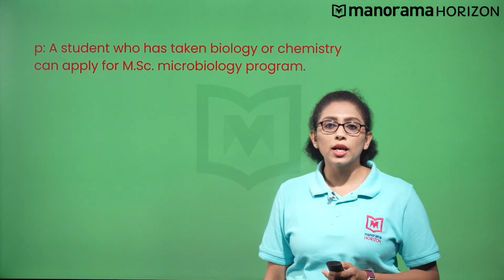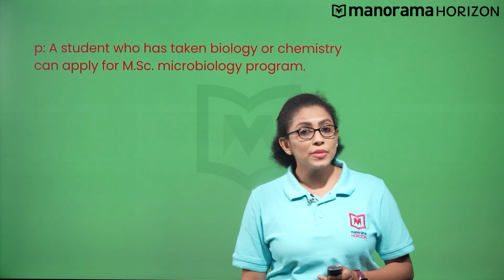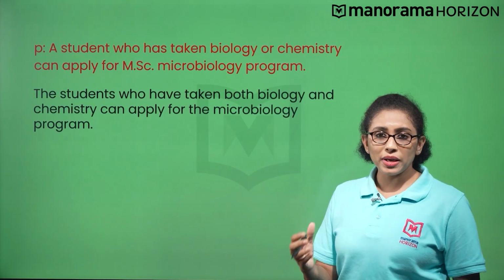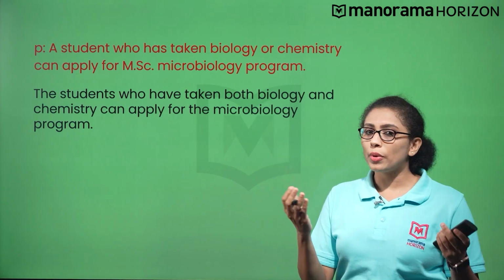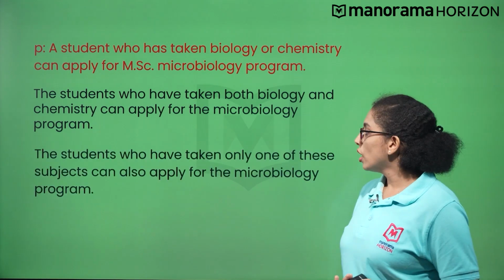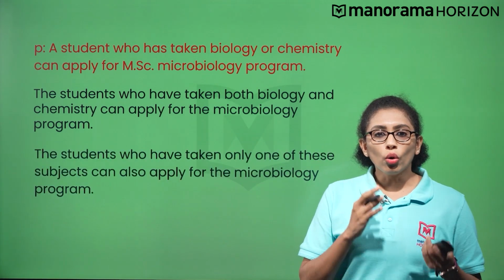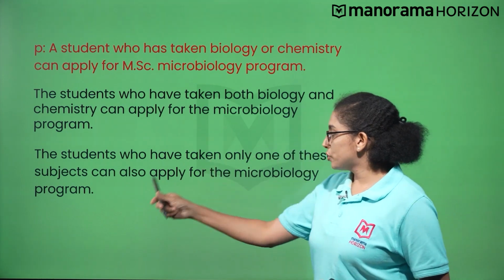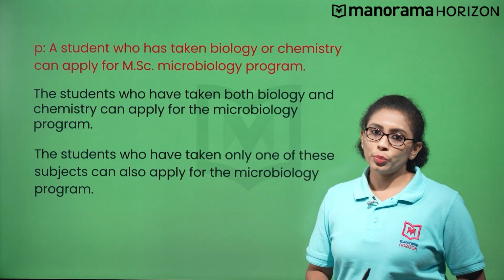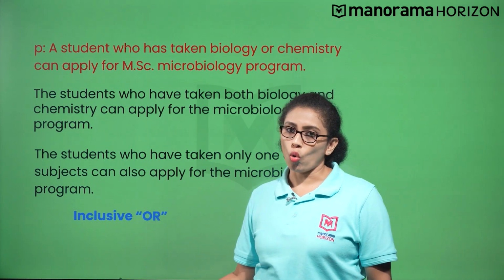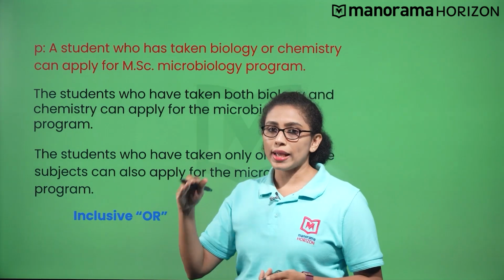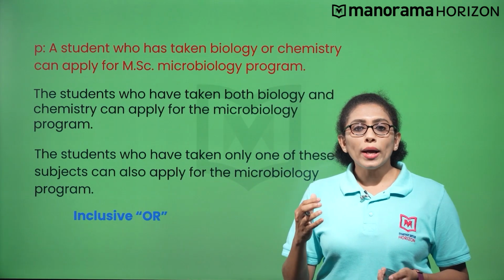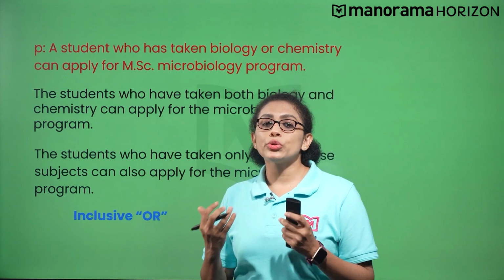Now, observe this sentence. A student who has taken biology or chemistry can apply for MSc microbiology program. This statement means that the student who has taken both biology and chemistry can apply for the microbiology program. Also, students who have taken only one of these subjects can also apply. So, here it is inclusive or. And it is important to note the difference between these two ways, because we require this when we check whether the statement is true or not.